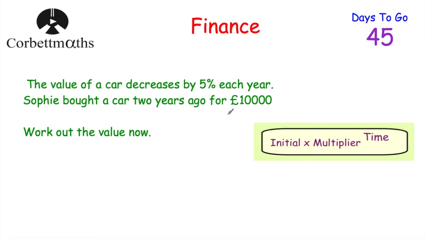And remember, this is your formula. So I want you to have a go at this question now. And just remember it's going down, so think what your multiplier would be if it's decreasing by 5% each year. So feel free to press pause and to try this question now.